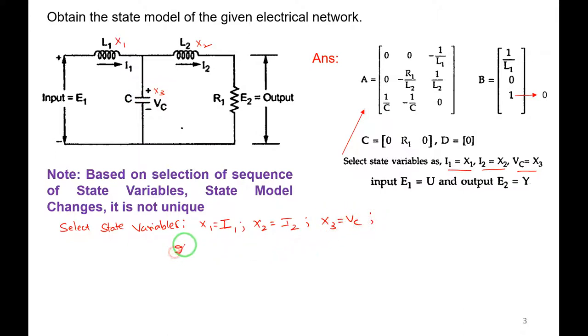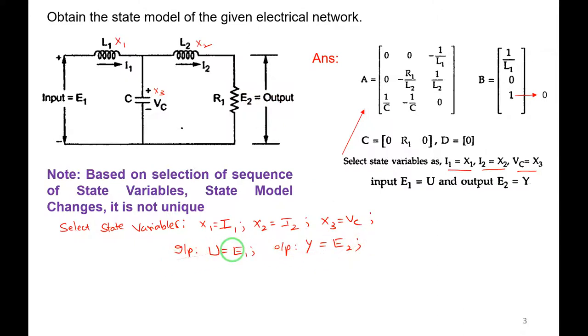Okay, which is the input? We will select u. See here, I will not write u of t because all our functions are functions of time only. X1 of t, x2 of t I will not write. Simply I will write x1, x2, x3, u, right? u means u of t. All are functions of time only. So here the input is E1 and the output, that is y, is E2.